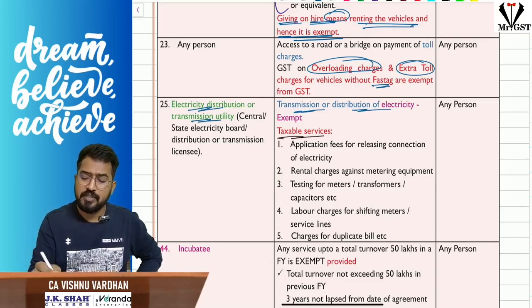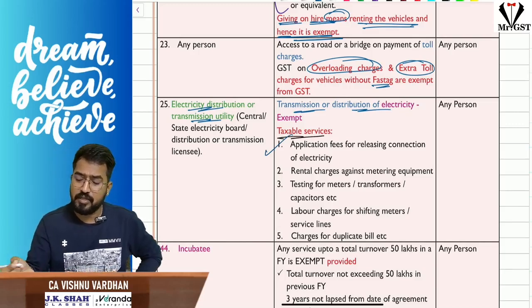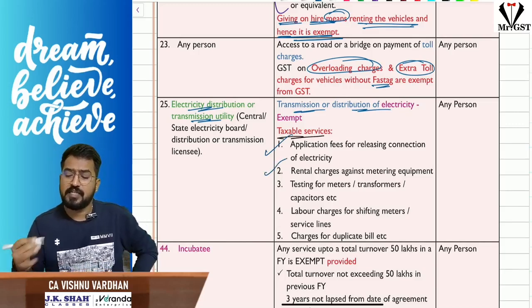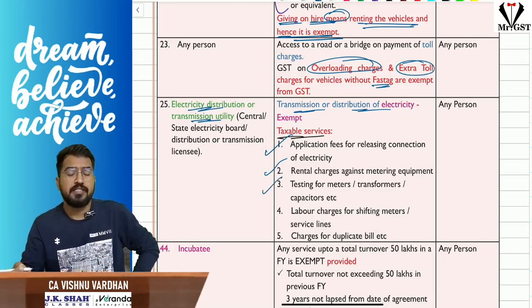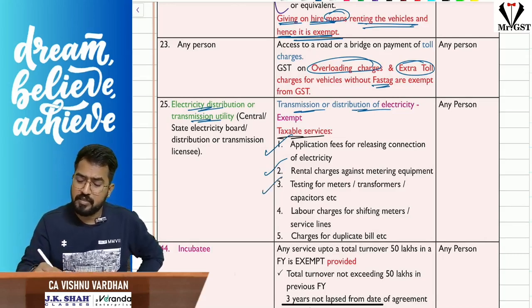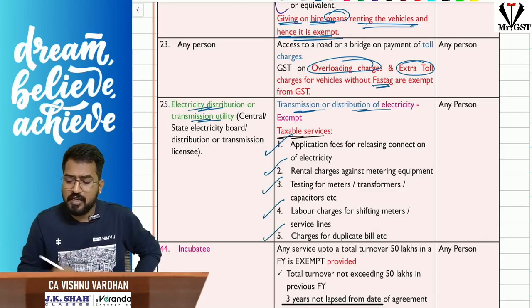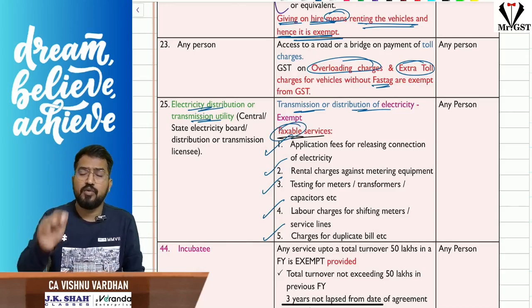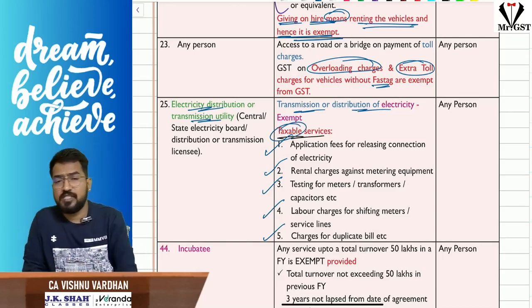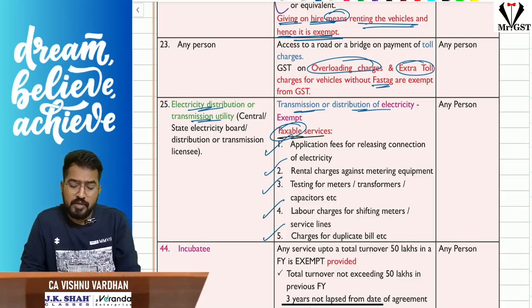That means if you see services like application fees for releasing the electricity connection, or rental charges against metering equipment, meters and all, any further rental charges they are taking, testing the meters or transformers or capacitors, or labor charges for shifting the meters or service lines from one place to another, or charges for duplicate bills, etc. All these things are taxable. Only the services by way of transmitting or distributing the electricity are exempt under GST. Okay, so that is the concept here.